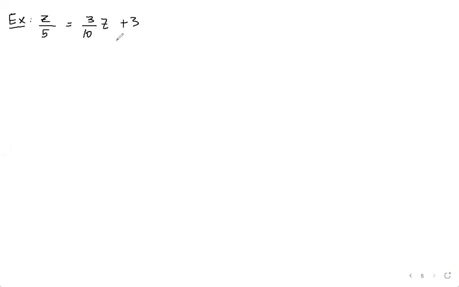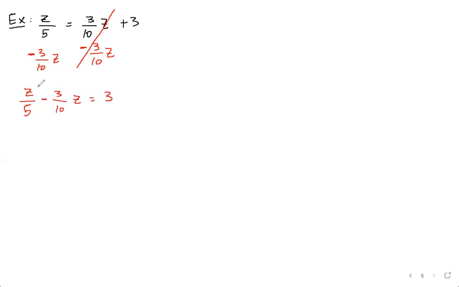Now, how can I solve this one? Subtract 3 over 10 z from both sides, because I need the variable on one side and the numbers on the other side. What's the answer here? It cancelled. Z over 5 minus 3 over 10 z equals 3.